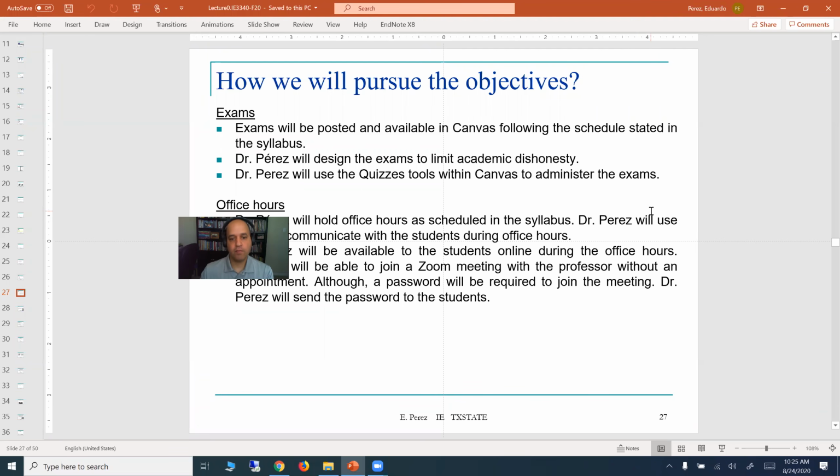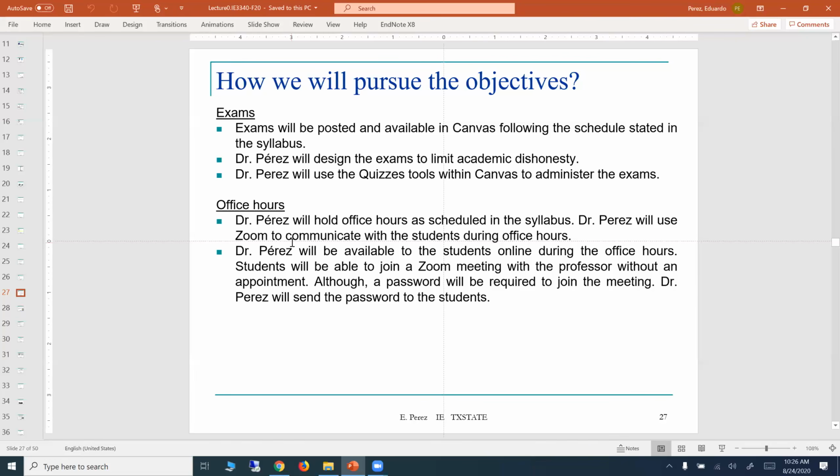So that's the type of exam that I'm going to be designing. So you will be answering a question and then moving to the next. That's, for me, a way to limit academic dishonesty, because you have to move at a specific pace in order to complete the exam. So you will have to focus on your own pace in order to make it to the end of the exam. So keep that in mind, and we'll go over that when we get closer to the exam. Dr. Perez will use the quizzes tool within Canvas to administer the exams.